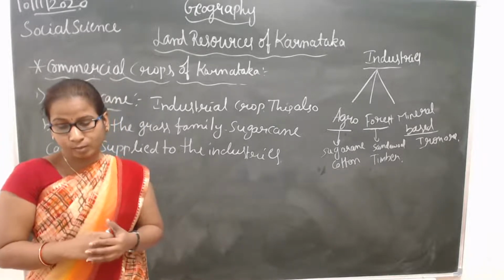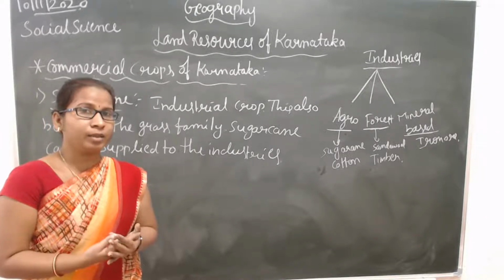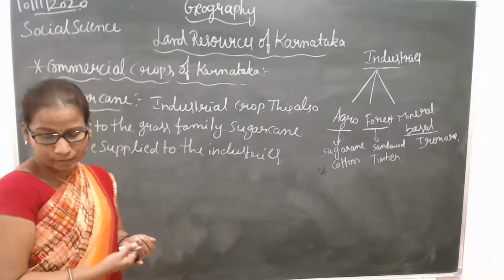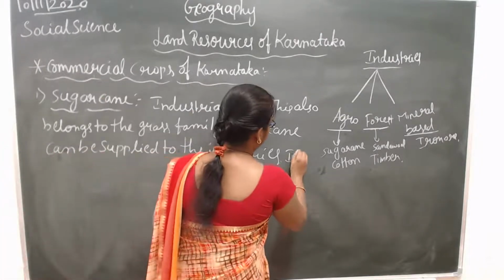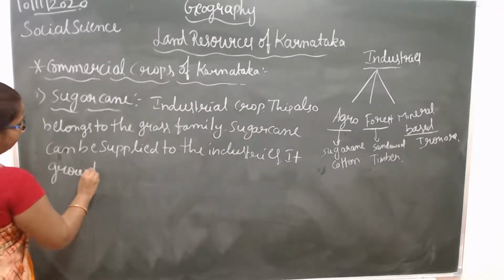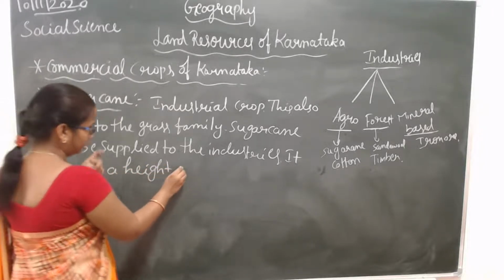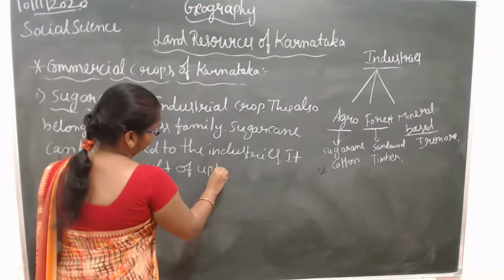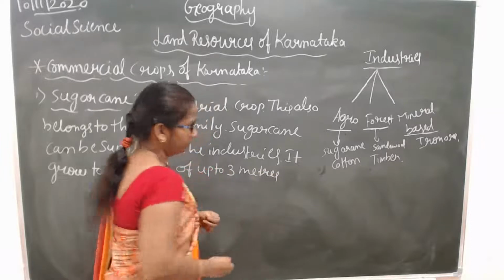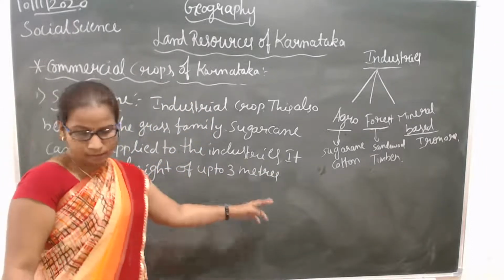Now, let us come to know about how much height it will be. So this sugarcane can be grown for how many meters? The height of it grows up to 3 meters. So here, this can be grown for how many meters? Up to 3 meters.